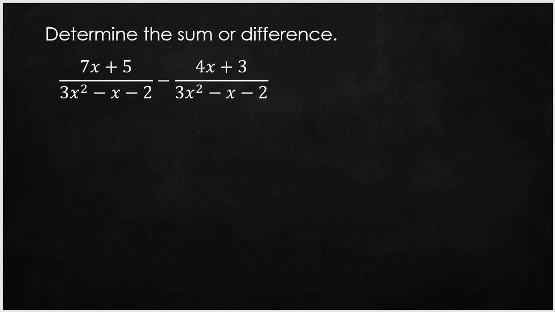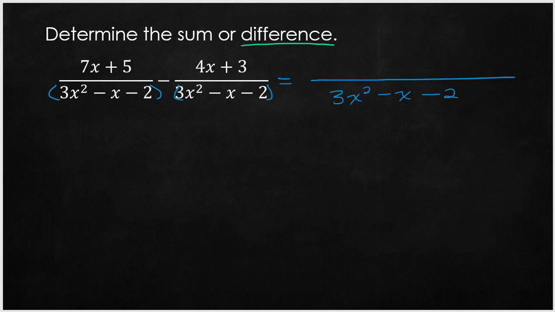All right, in this example, we're asked to find the sum or difference. And this one is actually going to be a difference problem because we are subtracting. So there you see your subtraction sign. So that's how I know this is a difference. Now, lucky for us, we have like denominators. So that's good because that's going to make things pretty easy for us. So the first thing I'm going to do is rewrite this over my denominator without changing the denominator. So we have 3x squared minus x minus 2.